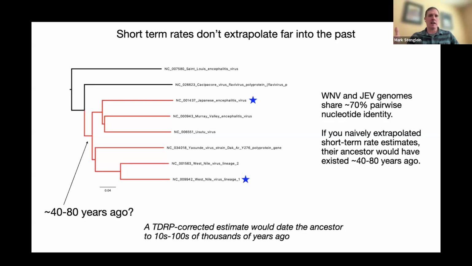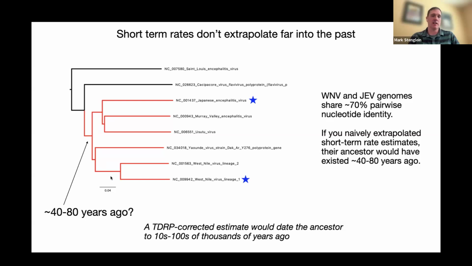So what does this mean to you in a practical sense? Well, one thing is that you can't extrapolate short-term rates far into the past. For instance, West Nile virus and Japanese encephalitis virus are two flaviviruses. They share about 70% pairwise nucleotide identity. And if you were to extrapolate short-term rates of how fast, say, West Nile virus evolves, which is about half as fast as SARS-CoV-2 over the short term, into the past, you would estimate that their ancestor existed only 40 to 80 years ago. But that's obviously too recent of a time estimate.